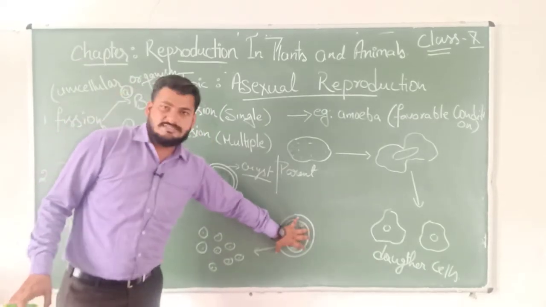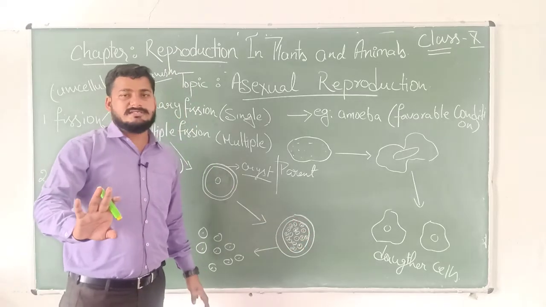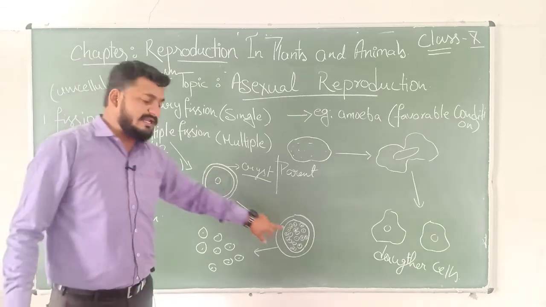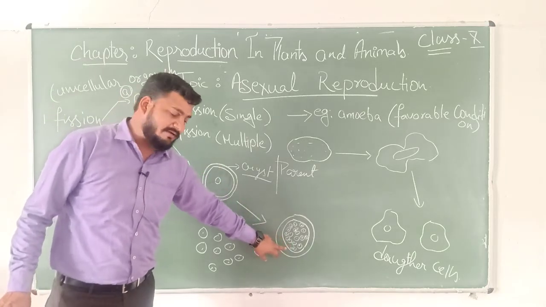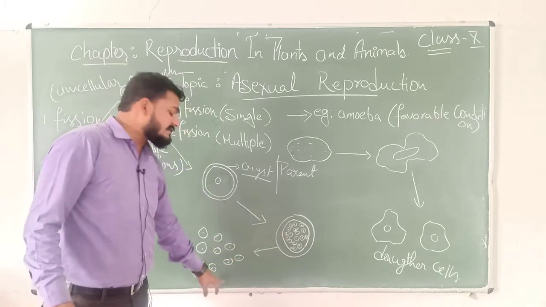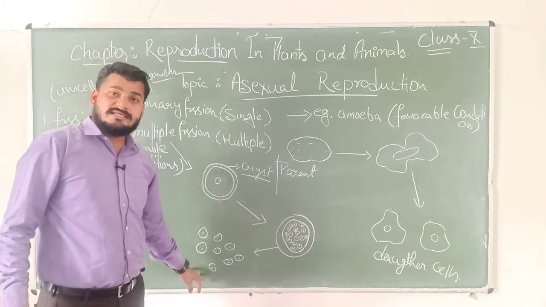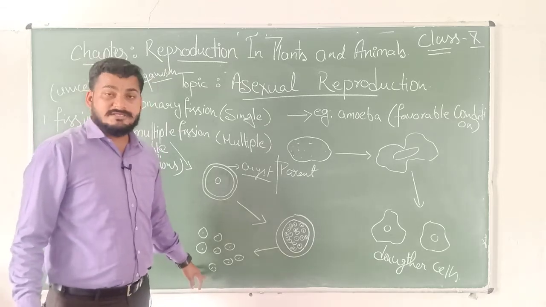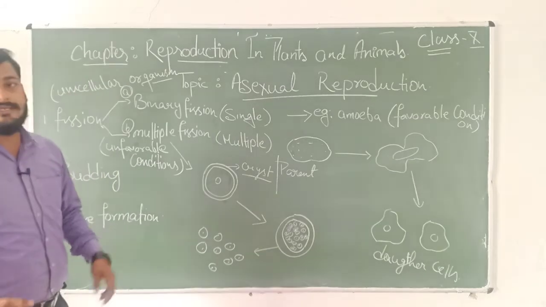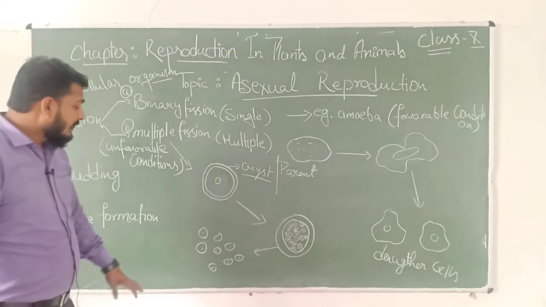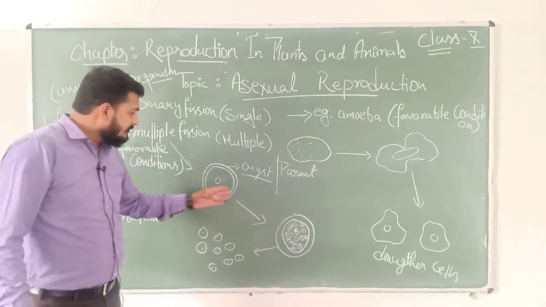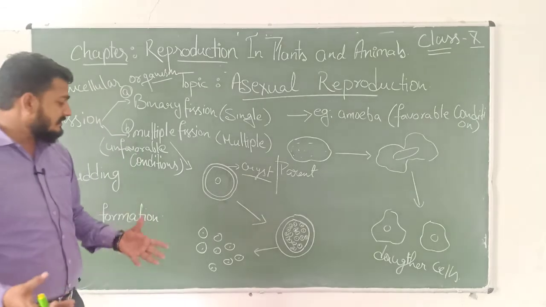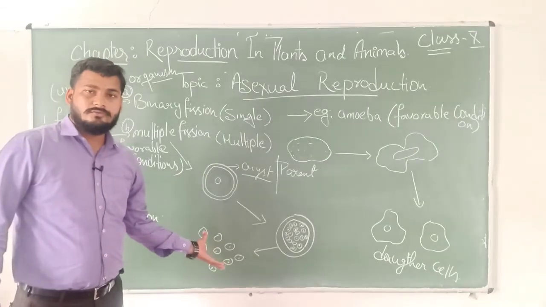This cell remains at this position until favorable conditions arrive. It means this crust has been formed, the cell has been divided, the nucleus and cytoplasm have been divided, but these daughter cells will not be released unless favorable conditions arrive. Favorable conditions may include favorable temperature, favorable humidity, pH, etc. And as soon as the favorable conditions come, these daughter cells will be released, and a large number of young cells will be ready to grow.